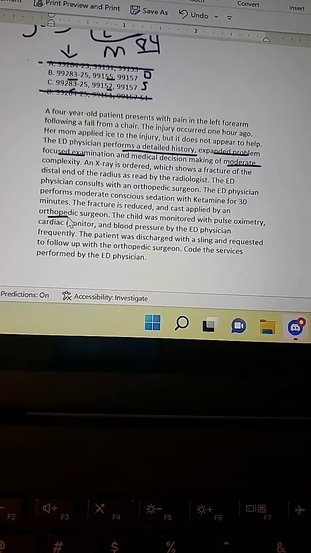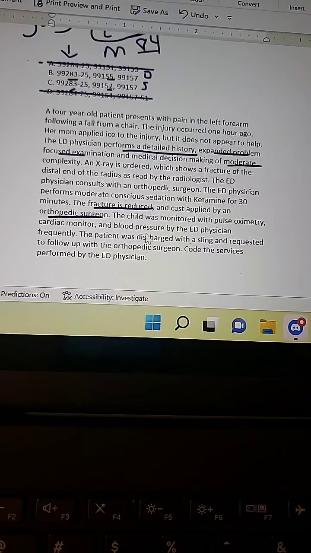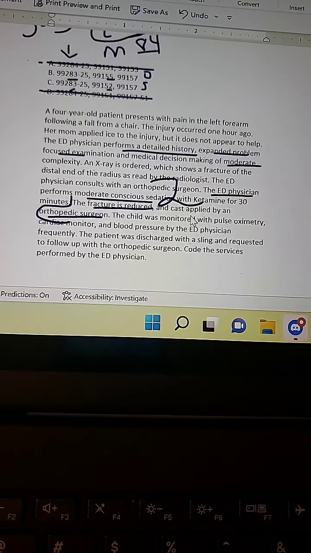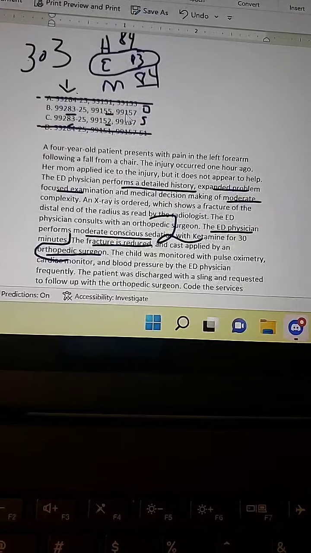We had an orthopedic surgeon reduce the fracture. Who gave the shot of sedative? The ER doctor did the sedative, but the orthopedic surgeon fixed the fracture. So we had 2 MDs on the same patient at the same time. So we're going to pick our 55. So that'll be D is our answer.